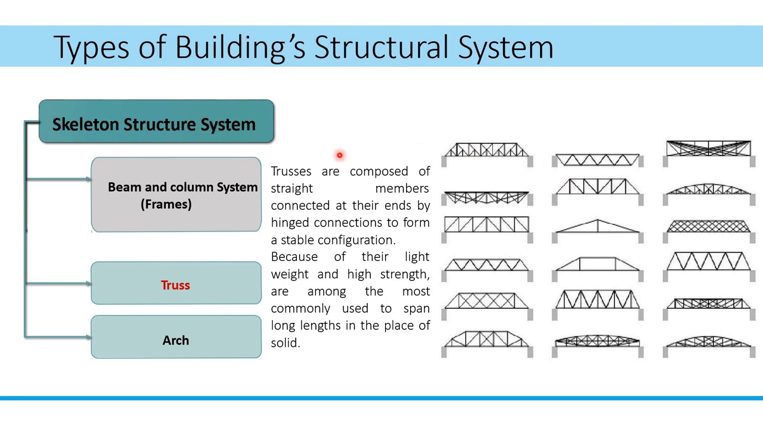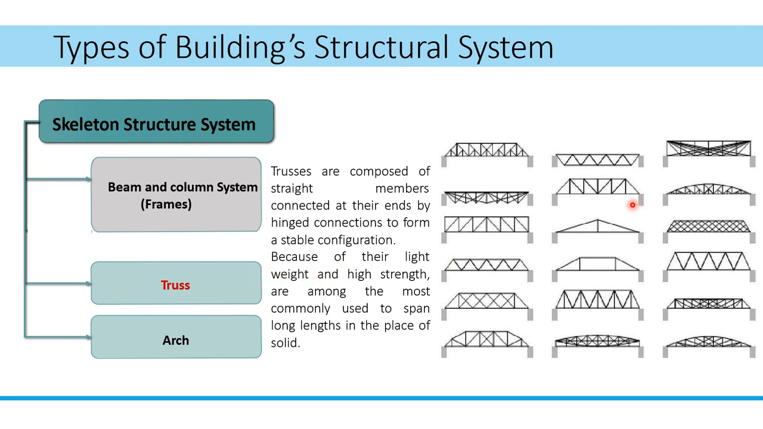Now the next type is the truss system. That is a type of skeleton structure system. Trusses are composed of straight members connected at their ends by hinge connections to form a stable configuration. You can see this is a straight element, straight element, straight element. All straight elements are connected at their ends by pin connections. That is basically the definition of a truss element.